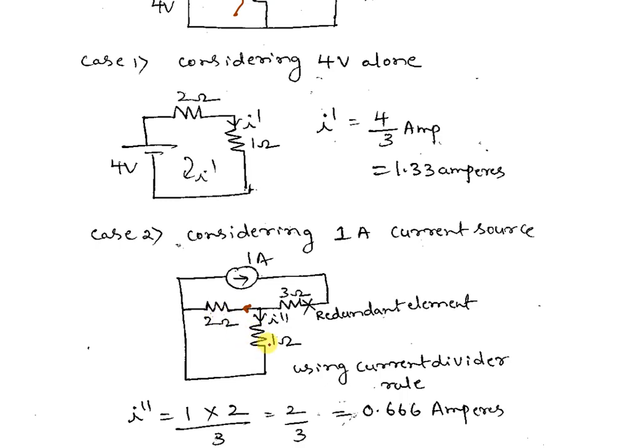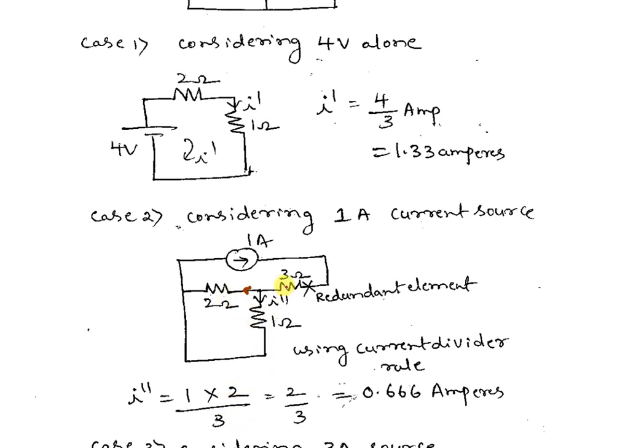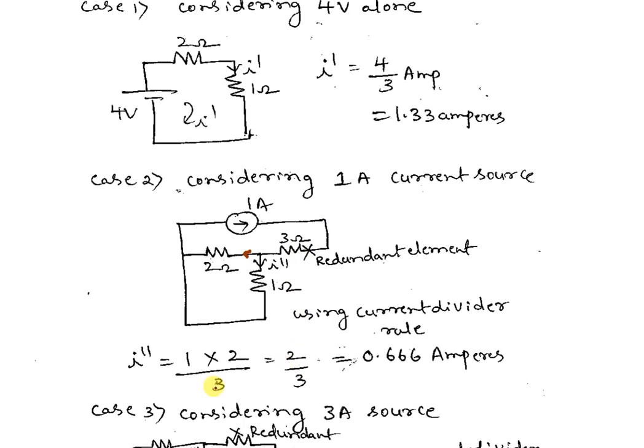This current is dividing between this 2 and 1. So opposite to 1 is 2. This 2 ohm is the resistance opposite to this 1 ohm. This is 1 amp, the main current. Resistance opposite to 1 ohm is 2 ohm, divided by the sum of the two resistances. Don't consider this 3 ohm, it is redundant, because in the 3 ohm no division will take place. After coming out of this 3 ohm, this division will take place. So you have to write only the sum of resistances, 2 plus 1. 2 plus 1 is 3. So it is 2 by 3. It is 0.66 amps. So now the last case, this is I double dash, by considering the second source.